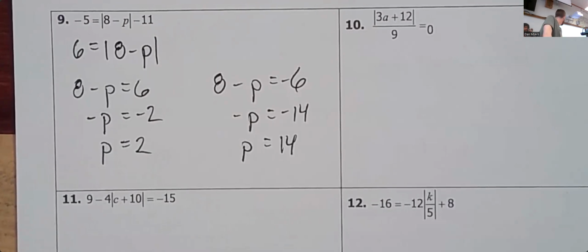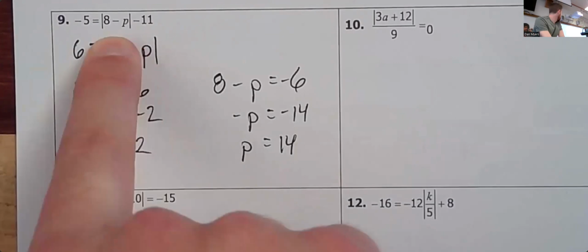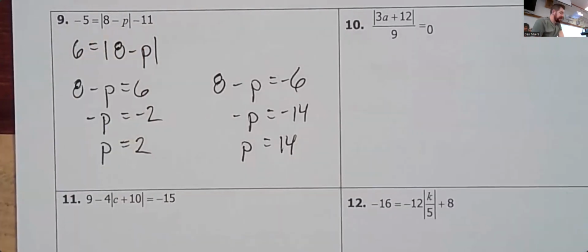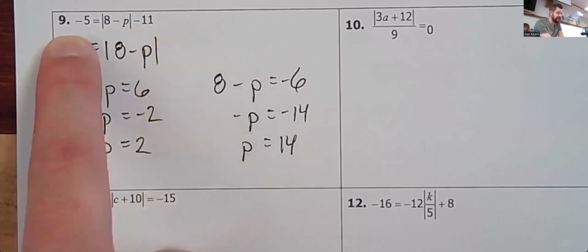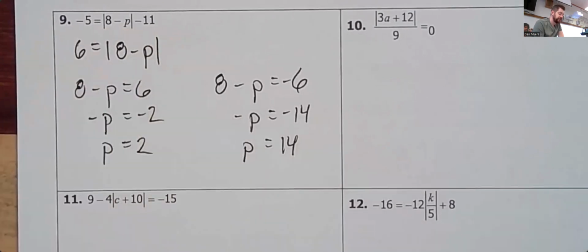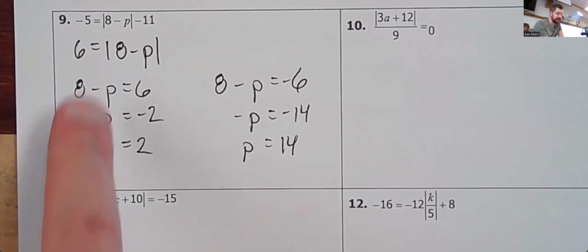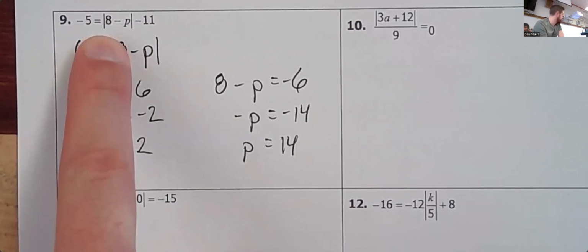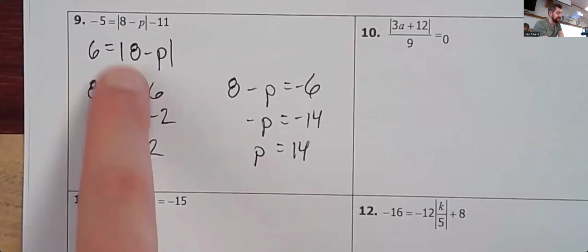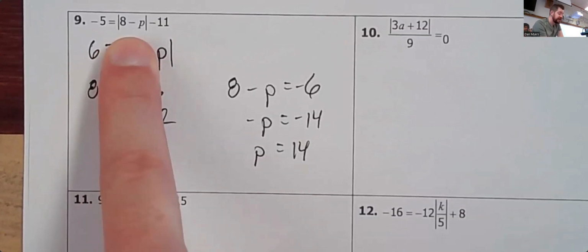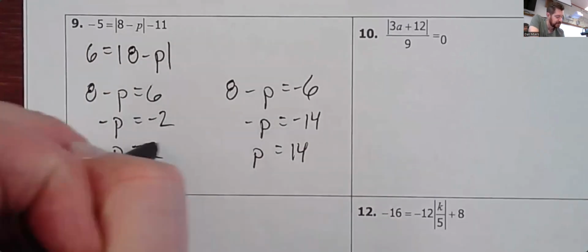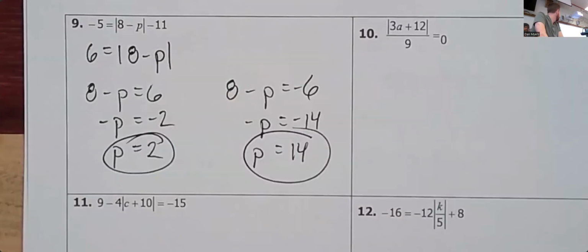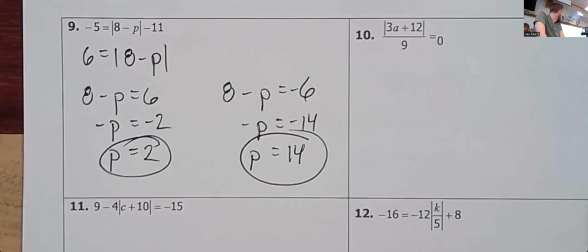Now we got to double check, make sure they work with the original equation up here. So let's see, 8 minus 2 is 6. Absolute value of 6 is 6. 6 minus 11 is negative 5. So that's good. 8 minus 14 is negative 6. Absolute value of negative 6 is 6. 6 minus 11, negative 5. So once again, these are both just fine. They both work. We're good there.